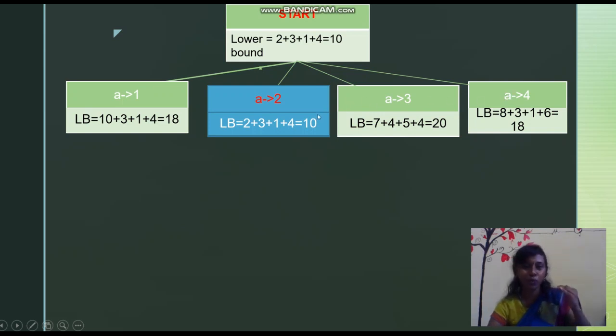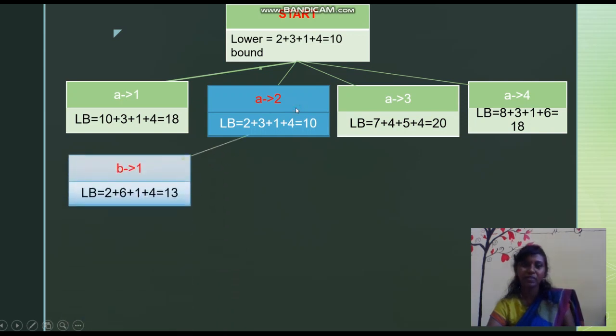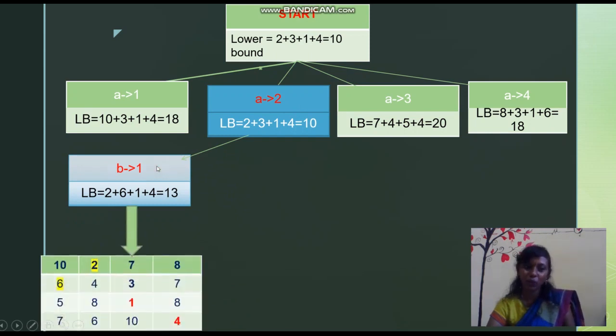For A, job 2 is allocated. For B, C and D, only the remaining jobs can be allocated. We cannot allocate job 2 for B, C and D. Yes, so for B, we are trying with the first job. Again the lower bound calculation. In the lower bound calculation, what happened? A has already booked column 2, job 2, so we cannot use column 2. Now B is booked with column 1. So B, column 1, the value is 6. Job 2 is already allocated, so it is A value 2 plus. Now we are trying job 1 for B.